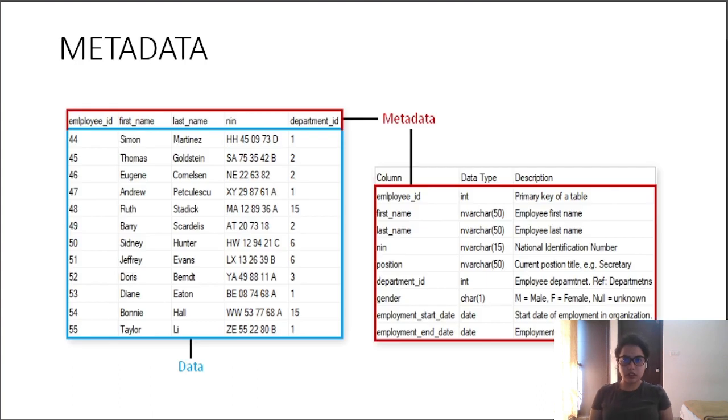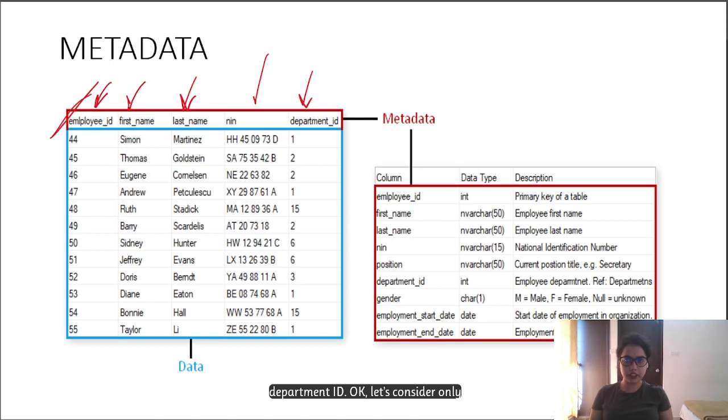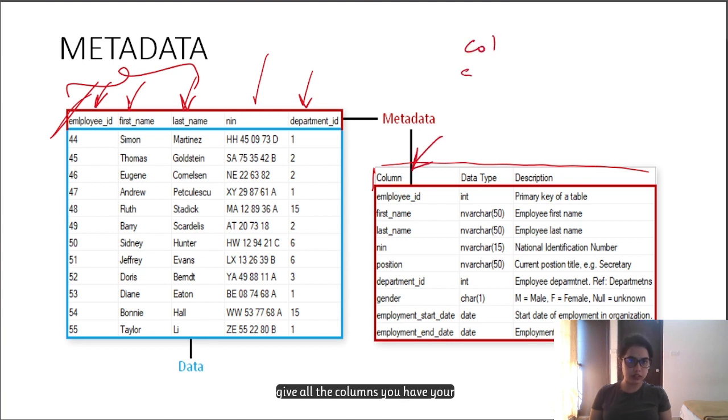See, we have a table here. Okay, employee table, which has an employee ID, employee's first name, employee's last name, and a department ID. Okay. Let's consider only these things. So, what will this metadata hold? So it is something like this. So it will give all the columns you have, your employee ID, your first name, your last name, like that.